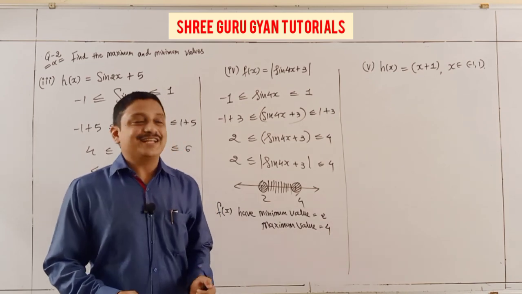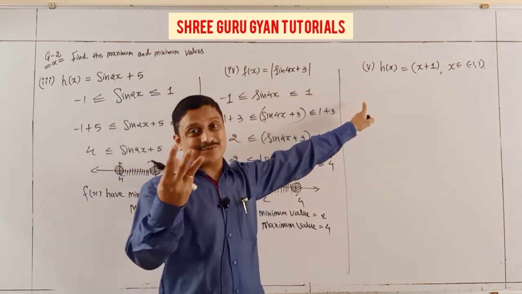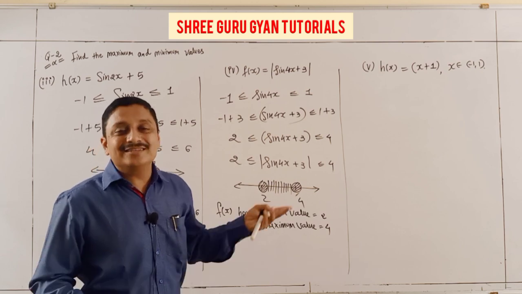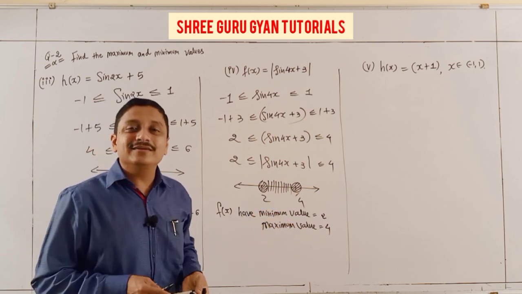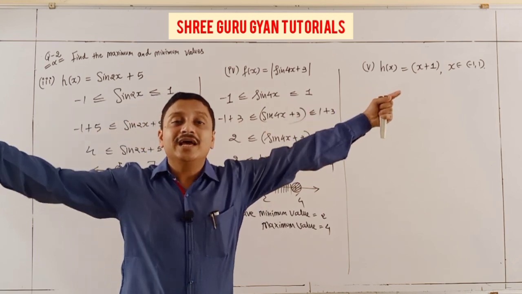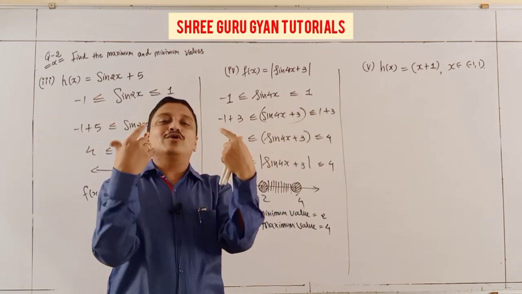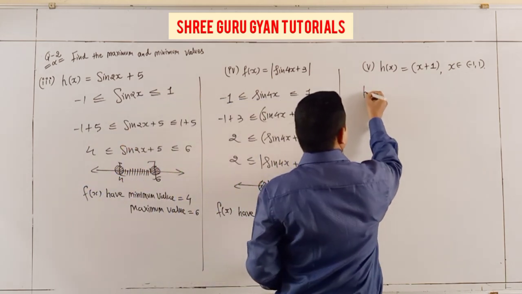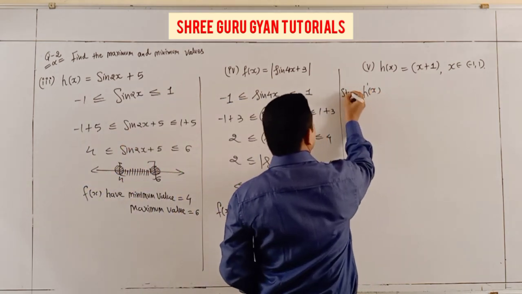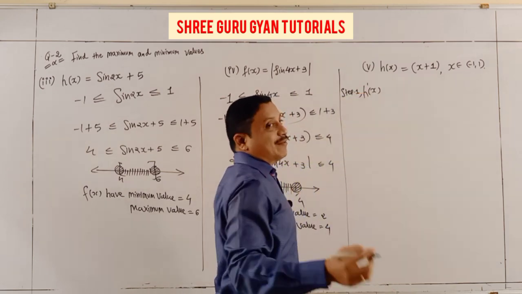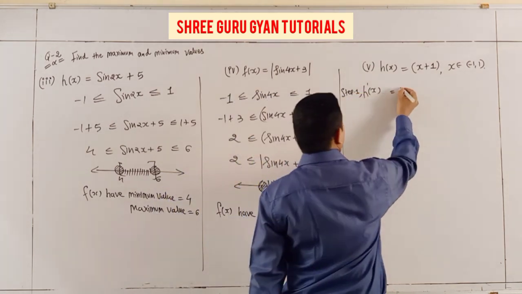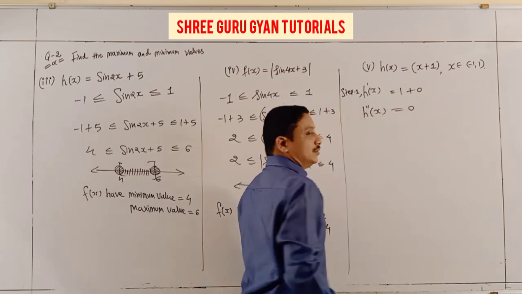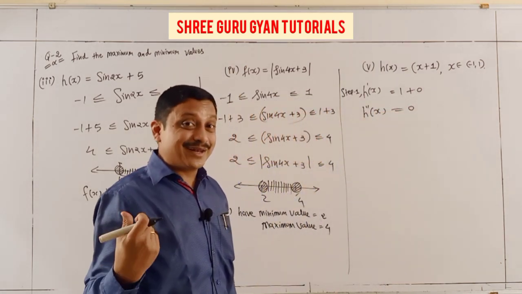Yes students, now going to the fifth one. h(x), x plus 1, x belongs to minus 1. It is a linear equation, power given. It means straight line, and a straight line has no minimum, no maximum, directly. But I am going to go method wise. Students, here I am going rule wise, step 1. h dash x is 1, plus 0. h double dash x is 0. You cannot say it is more than 0 or less than 0.